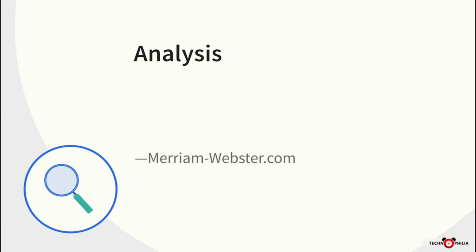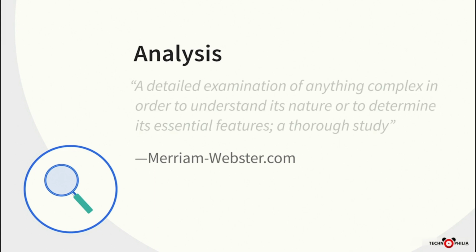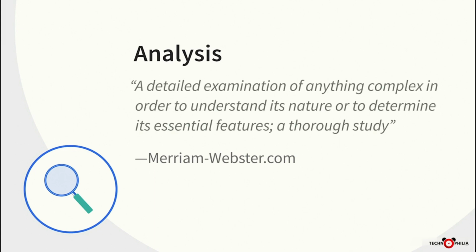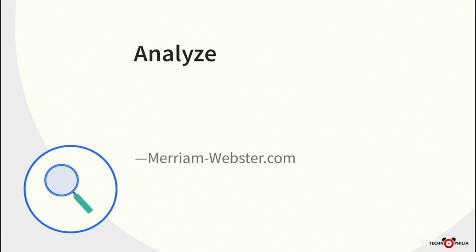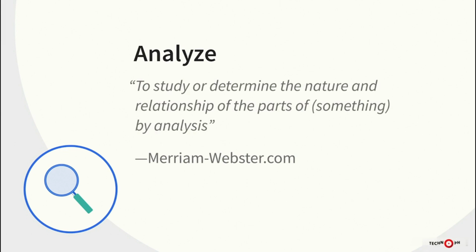I love Merriam-Webster's definition of analysis: a detailed examination of anything complex in order to understand its nature or determine its essential features. A thorough study. And this definition has been around since about 1581. Now that we're on the same page about analysis, let's look at the word analyze. And to me, this is the perfect definition of what we do in the world of data at almost every level. To study or determine the nature and relationship of the parts of something by analysis.